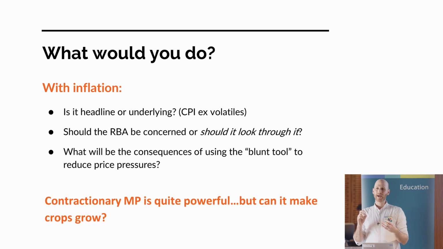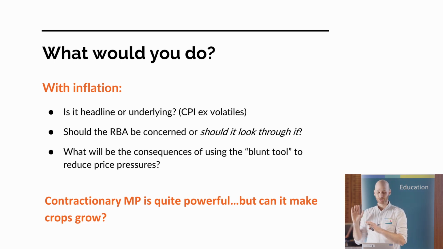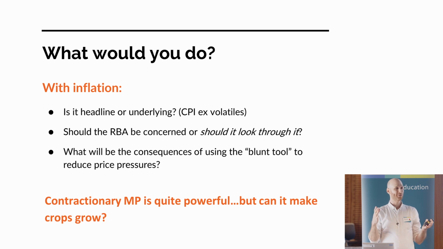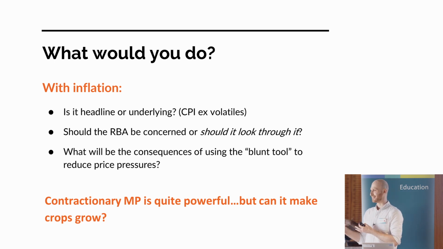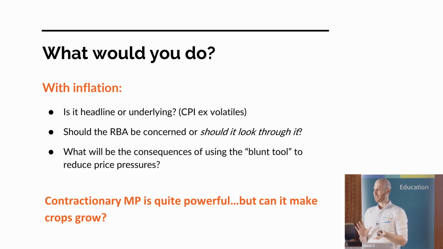The other thing you can talk about is, is this something, based on what we've been studying in class, that the RBA should act on, or should it look through it? And what I mean by that, in terms of the last point there, is that yes, contractionary monetary policy is powerful, but can it make the crops grow? Right? If we increase the cash rate to deal with inflationary pressures caused by fruit prices, where does that leave us? And it's having students think about, maybe that's not the solution here. That maybe we need to see what the headline is, check that with the core, and then look at it in terms of what is the appropriate policy response.